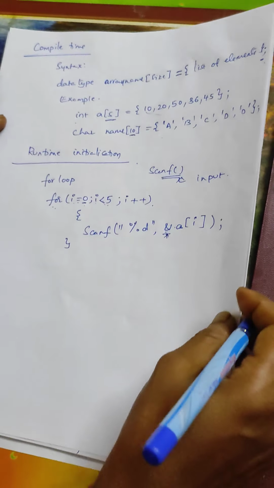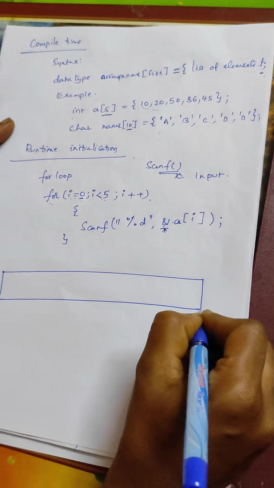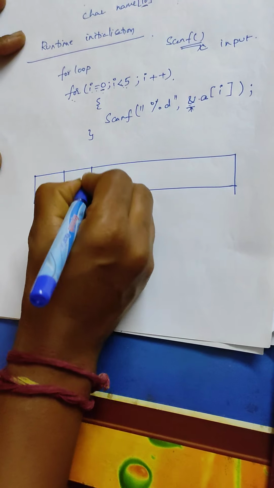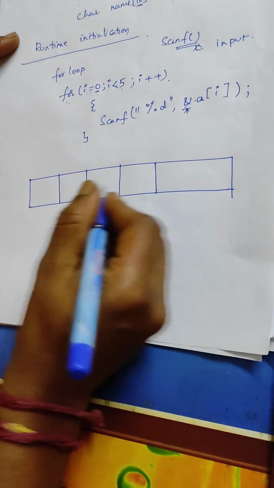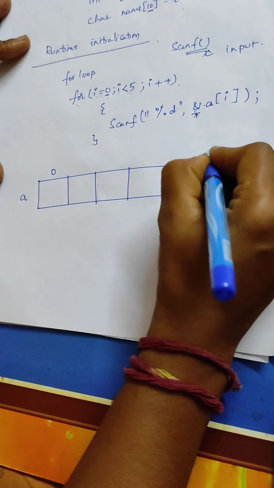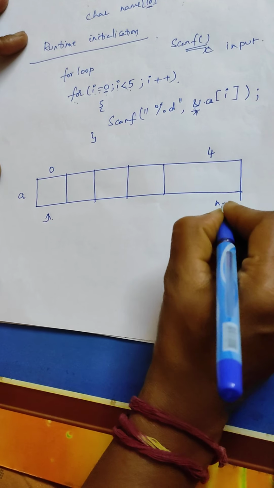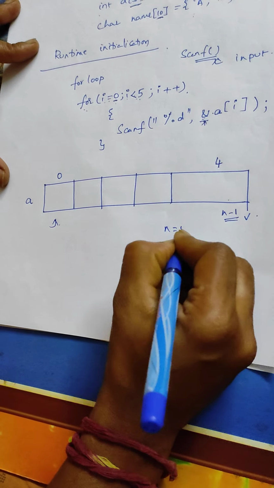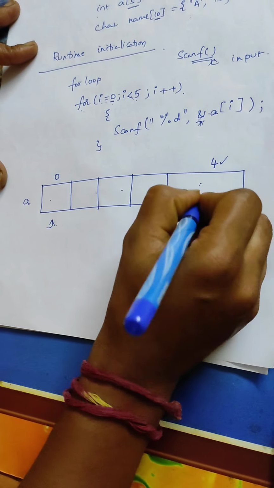So how is this for loop executed? Your array can be represented like this. One-dimensional array can be represented like this. Once you declare your array, memory is reserved for your array like this. Here your array name is A. It starts from index 0 and ends with 4, because the starting index is always 0 and the last index is always n minus 1. Here the n value is 5, so the last index is 4. The elements you can place in these positions.